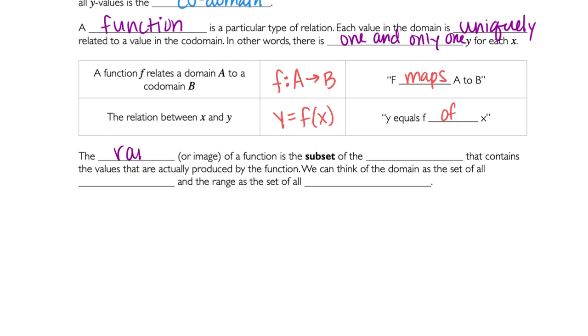The range of a function is a subset of the codomain, and the range includes all the values that are actually produced by the function. So the domain is the set of all input values, and the range is the set of all output values.